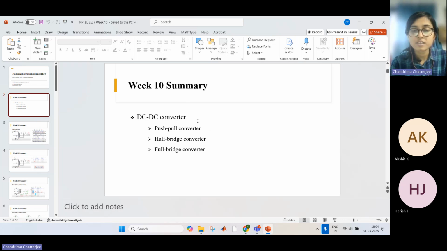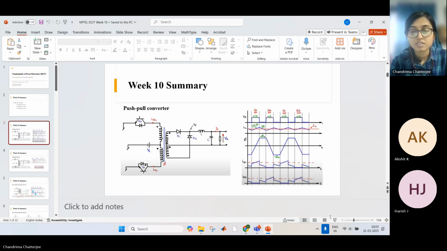Today we shall discuss some more isolated converters, which are push-pull converter, half-bridge converter, and full-bridge converter. We shall see their operating principle and the various waveforms. And afterwards, we shall solve the numerical problems regarding these converters. Okay.